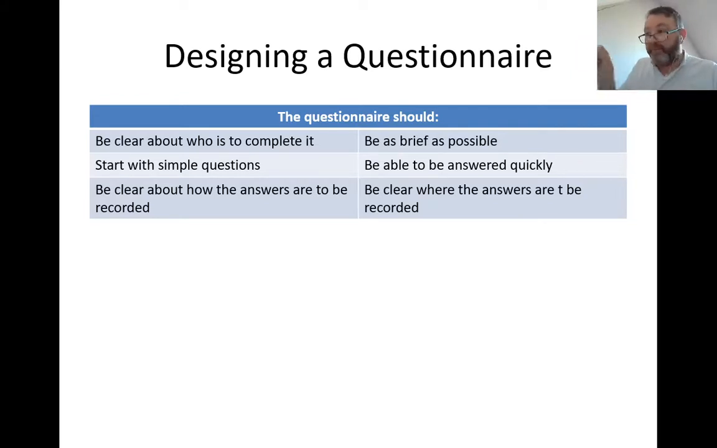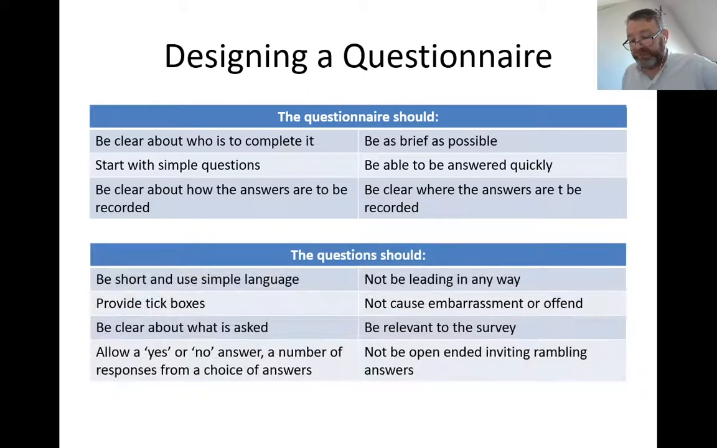Tick here. Mark this box. You'll often see "mark below" or "tick the following box", where they're telling people where they should answer the questions. The questions themselves should be short, use simple language, provide tick boxes, be clear, be concise, be, if possible, yes/no answers. Don't be leading. Don't cause embarrassment.